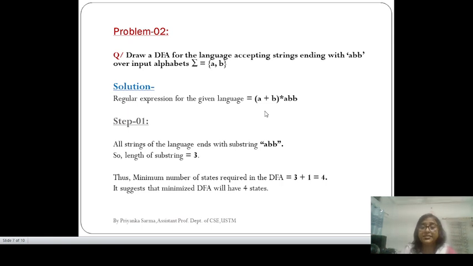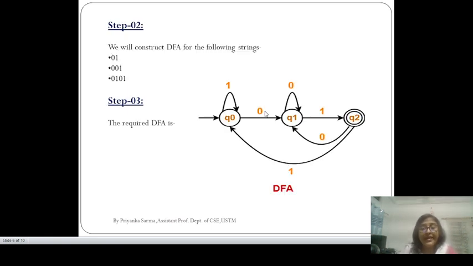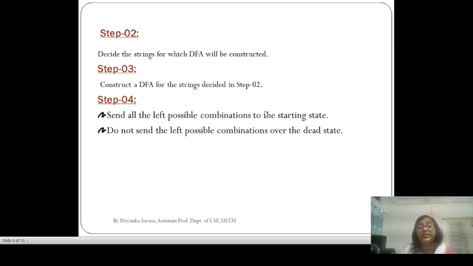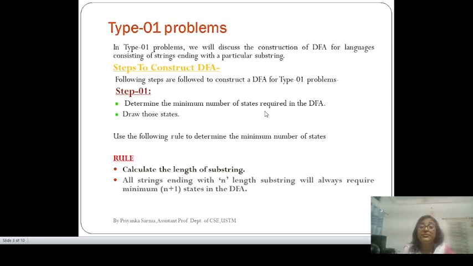We have discussed that, and in our next lecture we will discuss type 2 problems. Type 2 problems are problems where we will discuss the construction of DFA for the language consisting of strings starting with a particular substring. So we will discuss that in our next lecture.